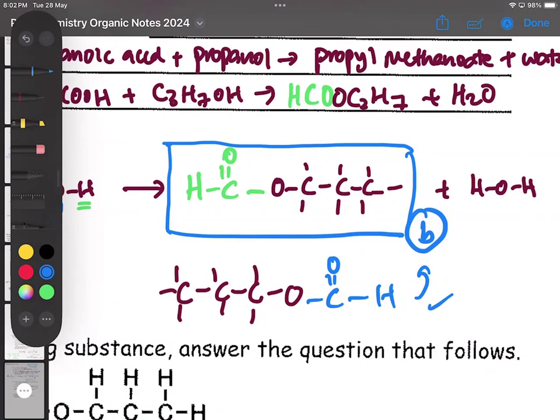Got it? Yeah, I think so. Always make sure the C and the O is together. That's like in question 10.